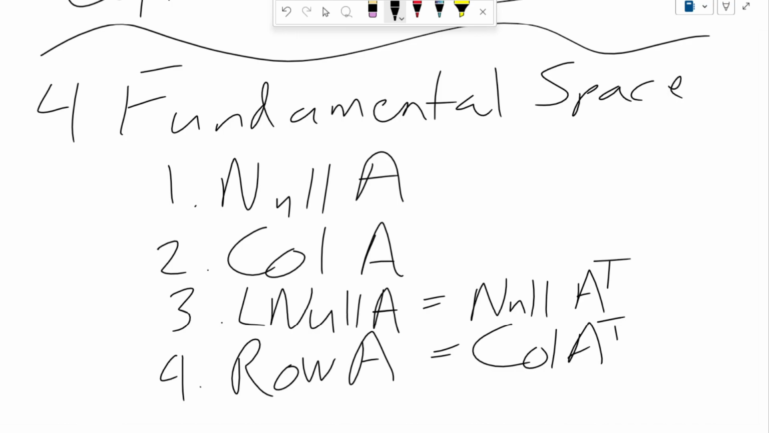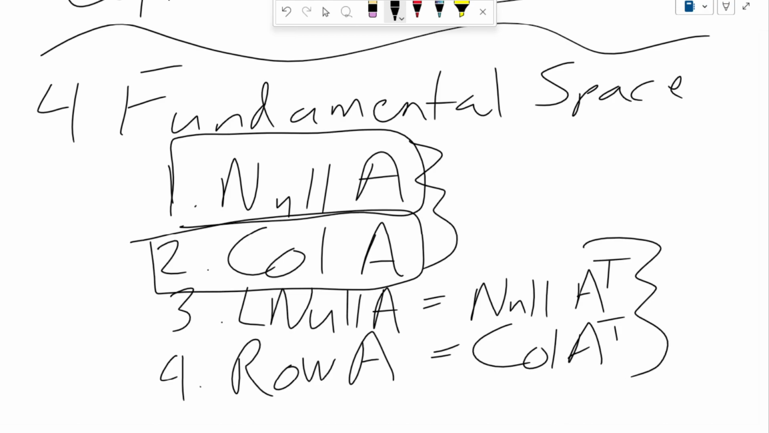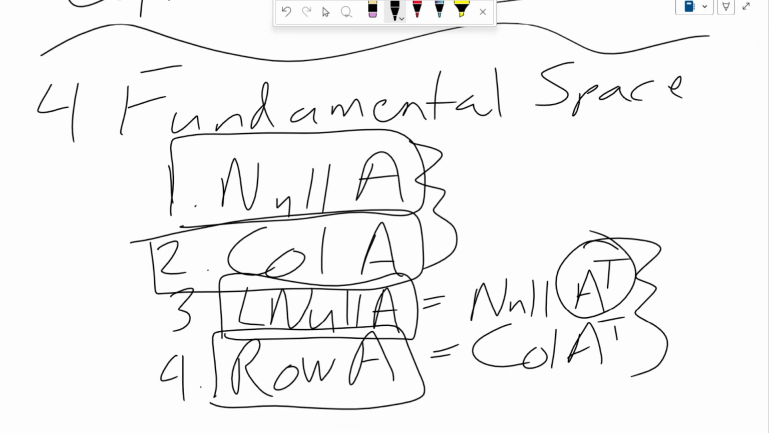The null space and column space come up all the time, and they're basically paired. You can think of the null space as the information you lose by multiplying by A, and the column space as the information you keep by multiplying by A. Similarly, the left null space is the information you lose by multiplying by A transpose, and the row space is the information you keep. What does information mean? It's a nebulous concept for now, though there is a formal way of describing it.